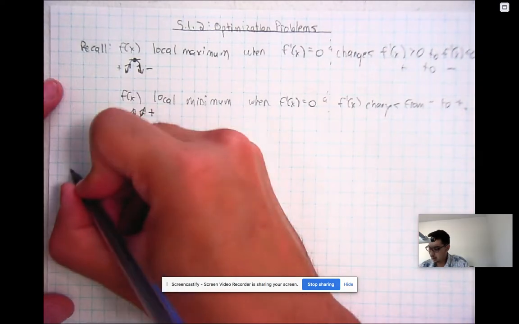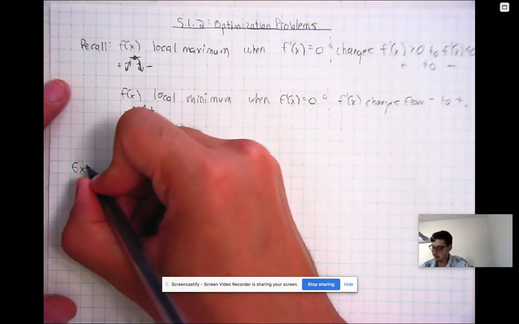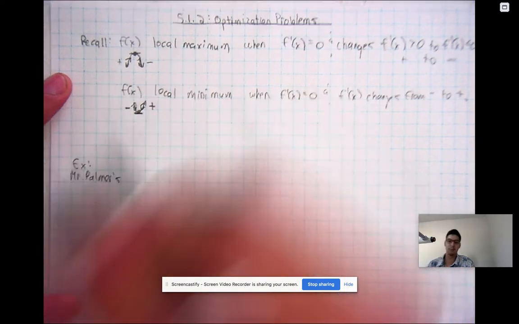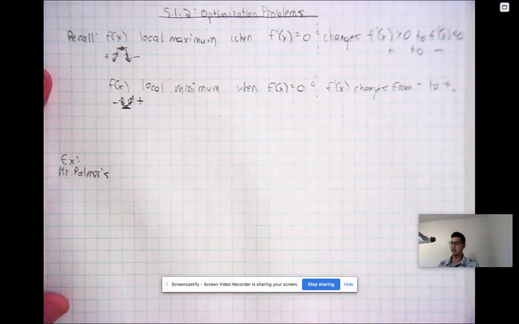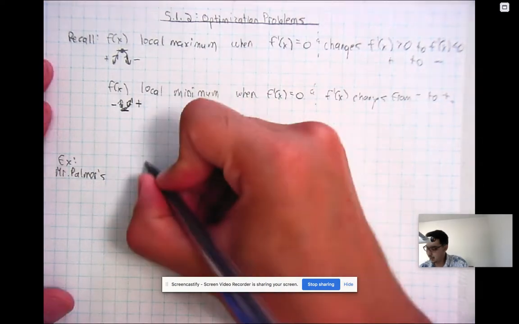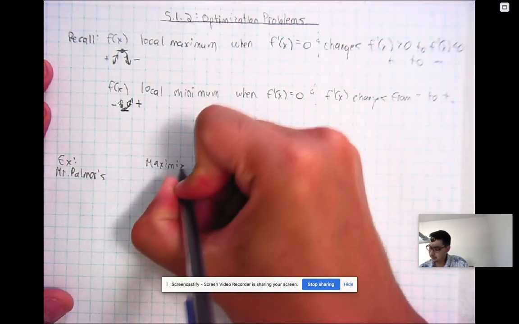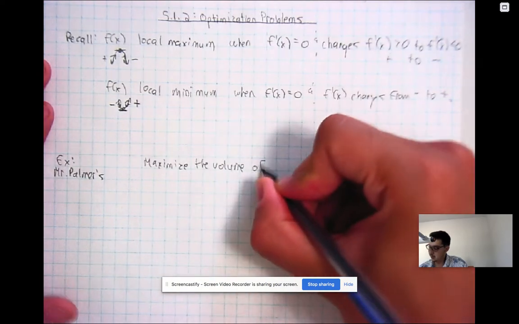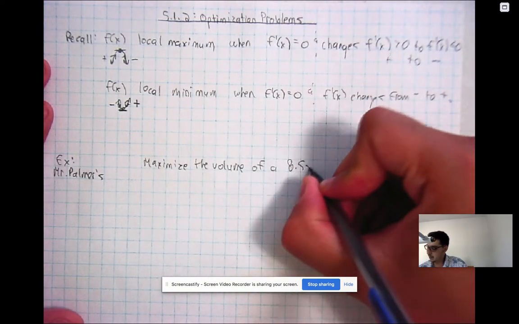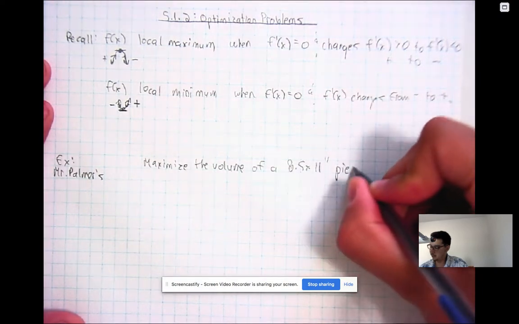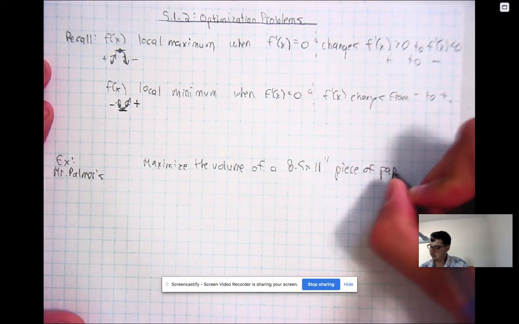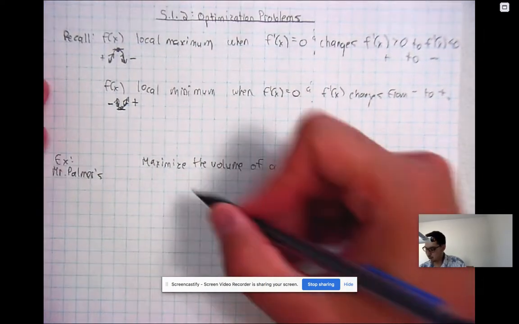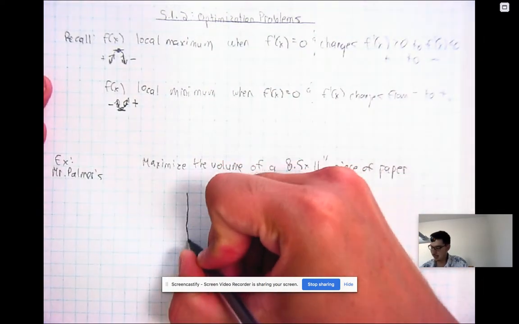Now, we're going to understand this optimization problem through an old example, and this is one from Mr. Palmer's class that is one of his bigger problems, and hopefully you're not too scarred from it. And that is, how do you maximize the volume of an 8.5 by 11 inch piece of paper by folding up the sides. So it's not the exact worded question he would ask, but it's the same idea.